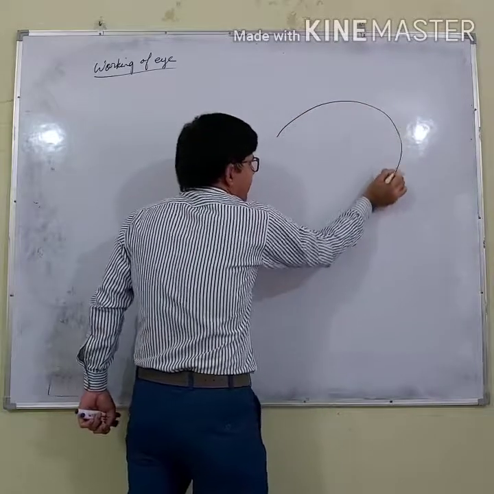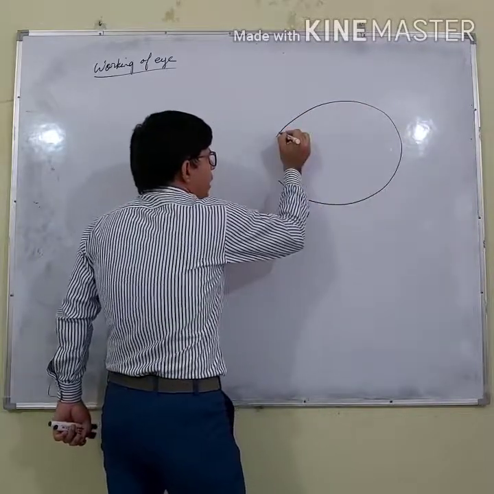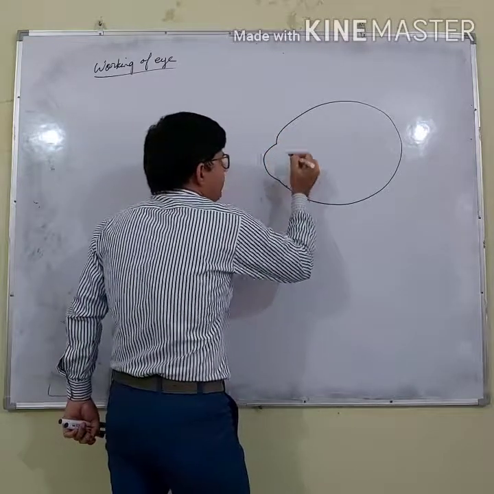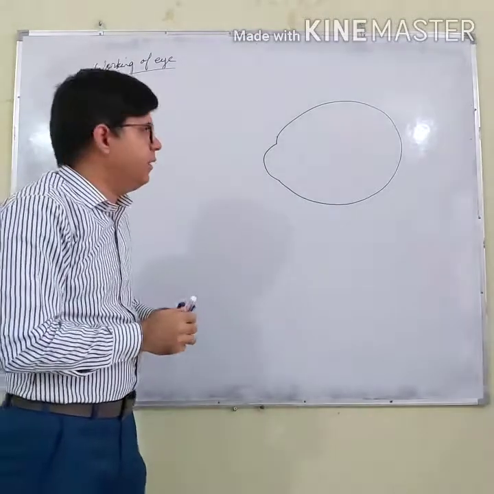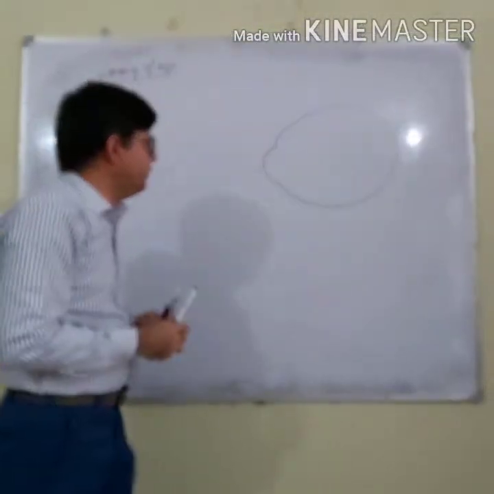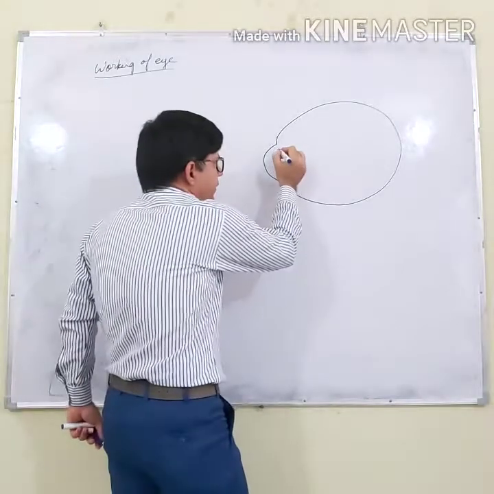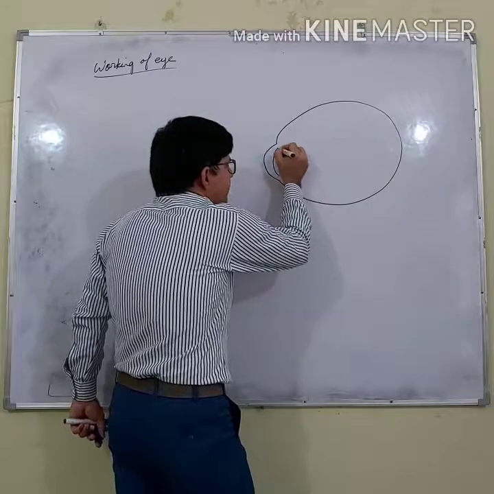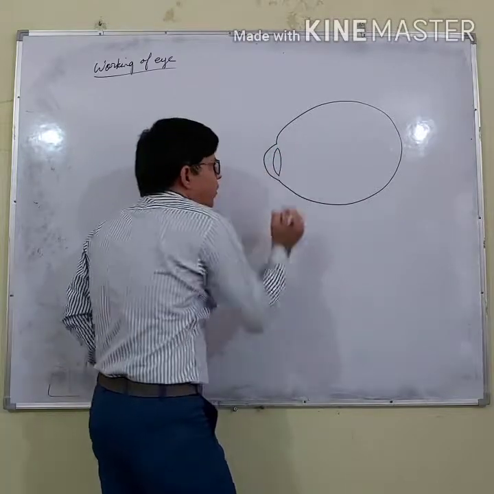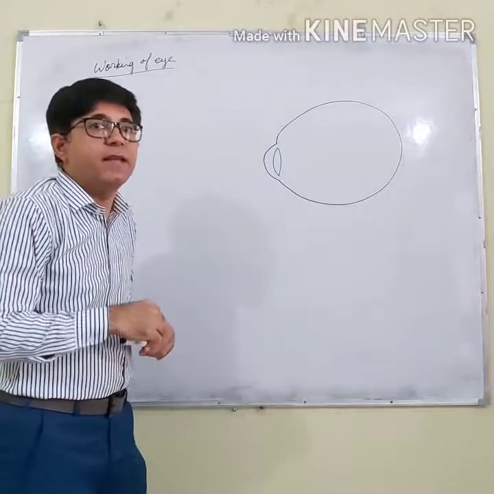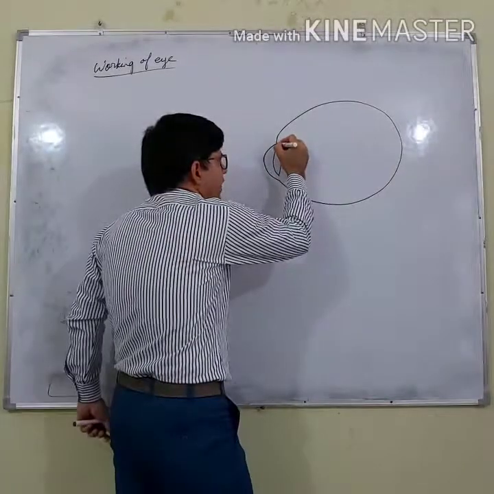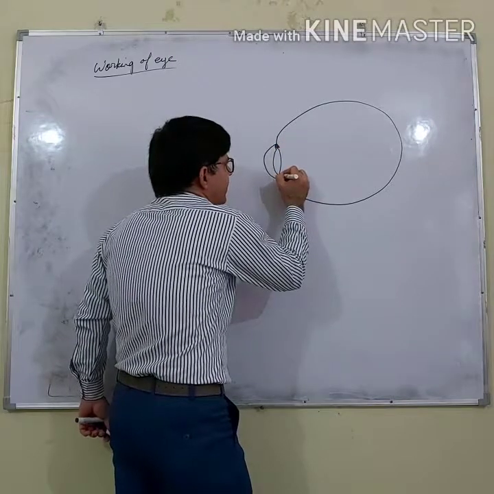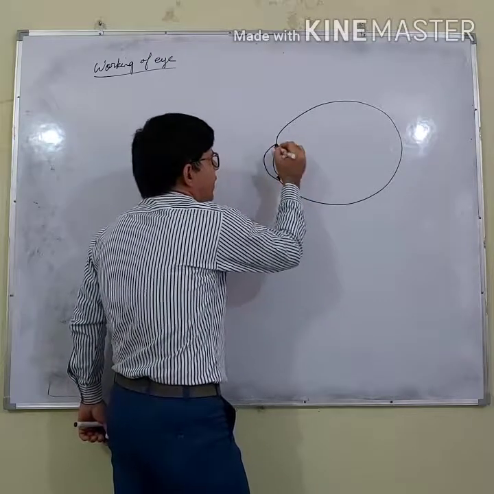Let us say this is the eyeball, and it is a sphere whose diameter is 2.3 centimeter. Let us say here we are having the eye lens. Who holds the eye lens? Ciliary muscles hold the eye lens. So let us say these are the ciliary muscles, and they are holding the eye lens.